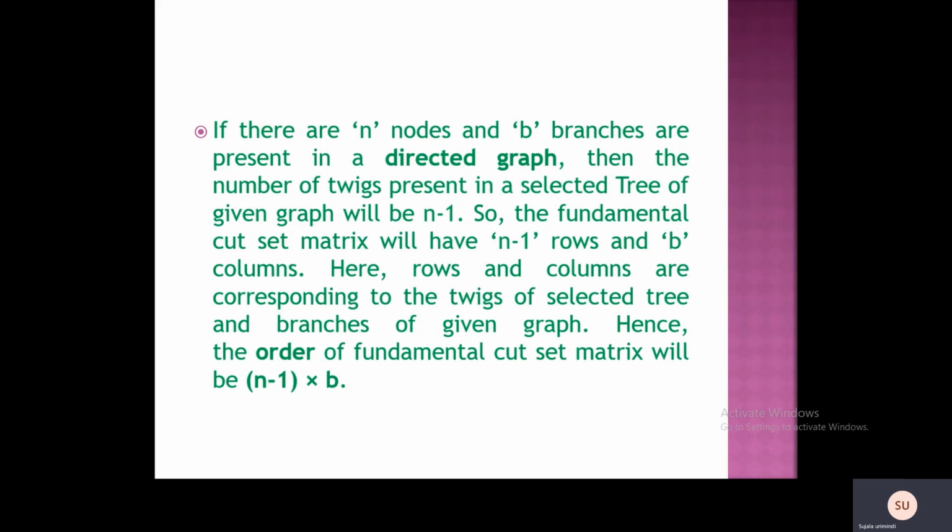If there are n nodes and b branches present in a directed graph, then the number of twigs present in a selected tree of the given graph will be n minus 1. So the fundamental cut set matrix will be n minus 1 rows into b columns. Here, rows and columns correspond to the twigs of the selected tree and branches of the given graph. Hence, the order of the fundamental cut set matrix will be n minus 1 into b.